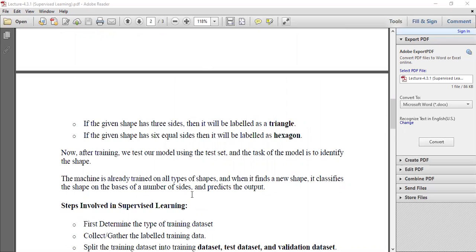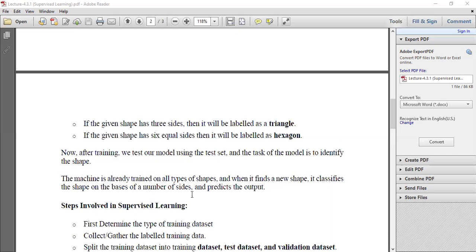Now, after training, we test our model using test sets, and the task of the model is to identify the shape. So when your training is completed and your model is ready, you go and test your model. Give the input to your model, and if the output is correct, then your model is working perfectly.